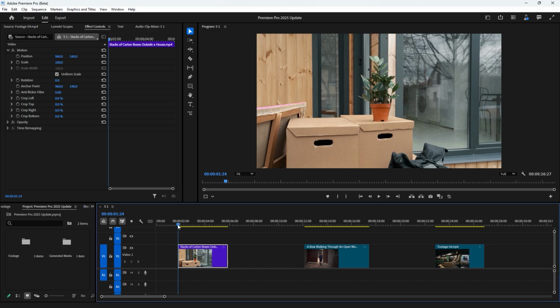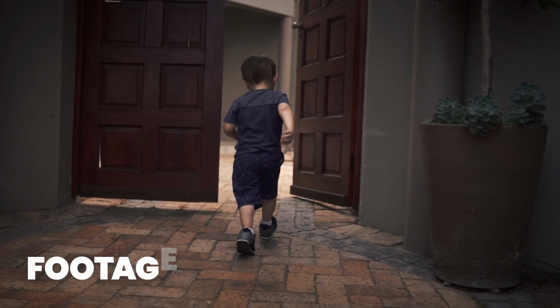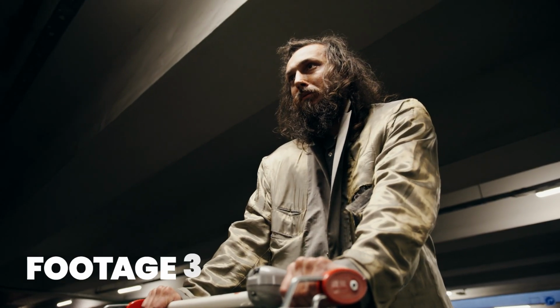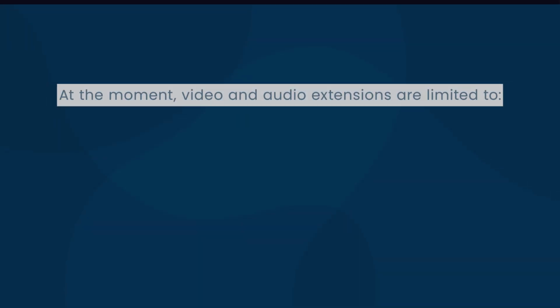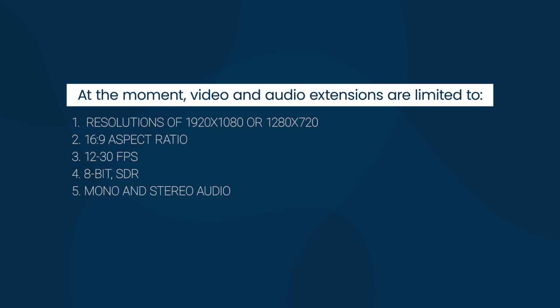Now you can see that I have placed 3 video clips on the timeline to share my experience with the new Generative AI tool. Before diving deeper into the video, it's important to understand the current limitations of the Generative Extend tool in the beta version. At the moment, video and audio extensions are limited to resolutions of 1920 by 1080, 16 by 9 aspect ratio, 12 to 30 fps, 8-bit HDR, mono and stereo audio.